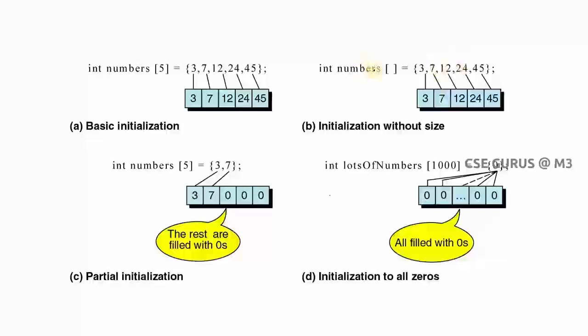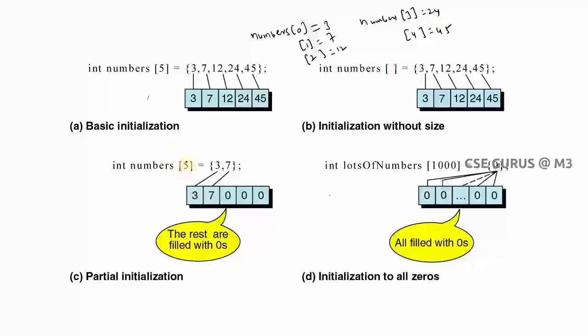Here you have written numbers, and here also. So how will it store? The array numbers[0], anyway the index starts from 0, is 3. Next, numbers[1] is 7. Like this it will store. Numbers[3] is 24, and [4] is 45. So you can provide the size here, or you may not provide the size.